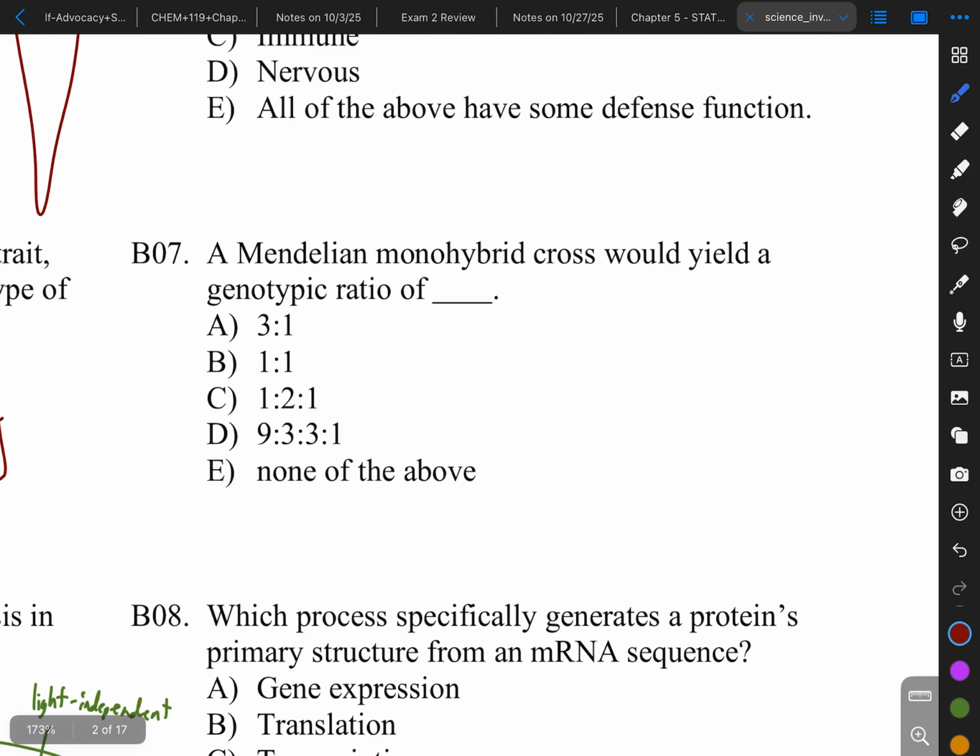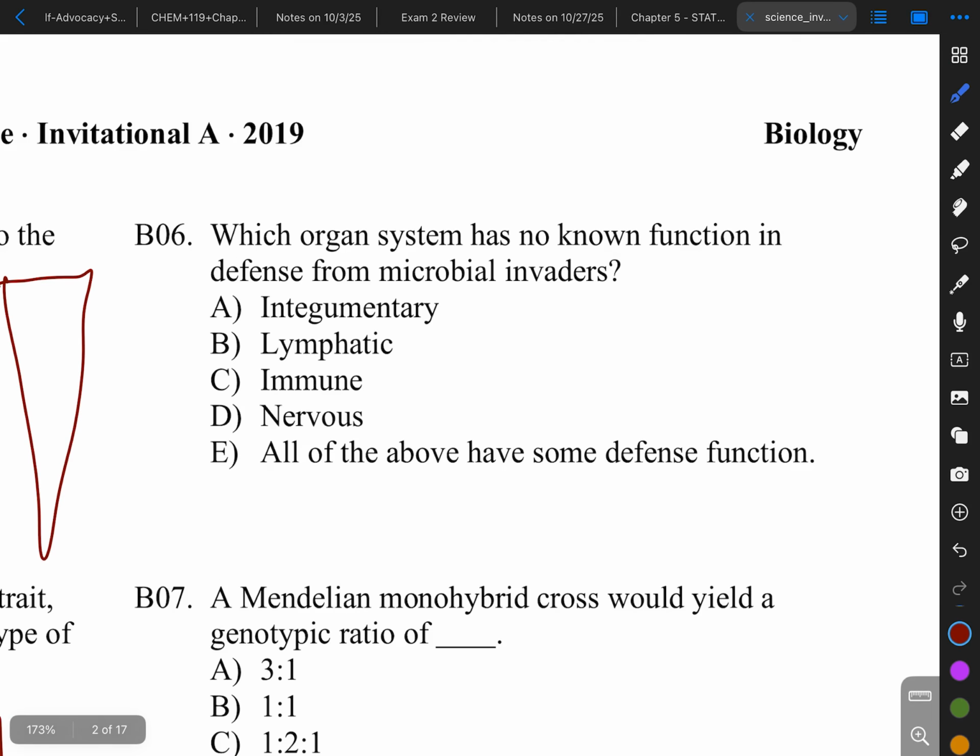For number 6, which organism has no known function in the defense from microbial invaders? So we're talking about fighting against microbial invaders. As long as you know all these, this should be pretty straightforward. We can get the obvious out of the way. The immune system, their whole purpose is to fight the microbial invaders. They contain the white blood cells, natural killer cells, T cells, all that stuff. The integumentary system, you wouldn't initially think of it, but your skin is a barrier for pathogens. Pathogens have to cross your skin first before they get to any part of your body. So your skin is a very strong barrier. So that would be out.